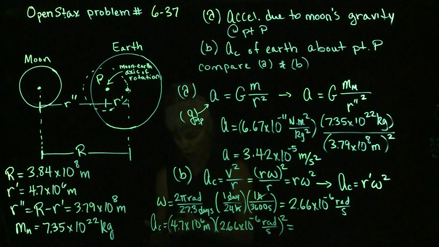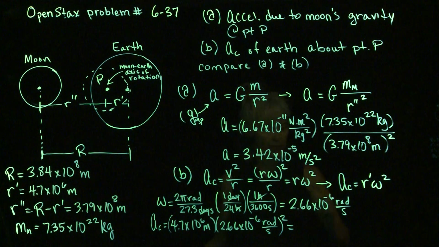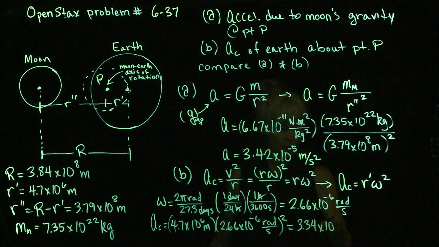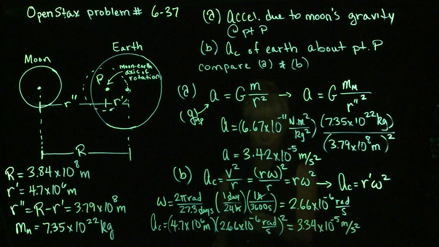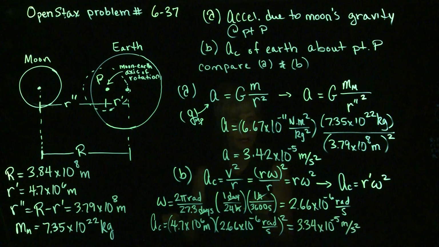And when we plug all of that into our calculator, what do we get? We get 3.34 times 10 to the minus 5. And the units, of course, are meters per second squared, because once again, the radians morph out. That's that strange unit that can morph in and morph out.